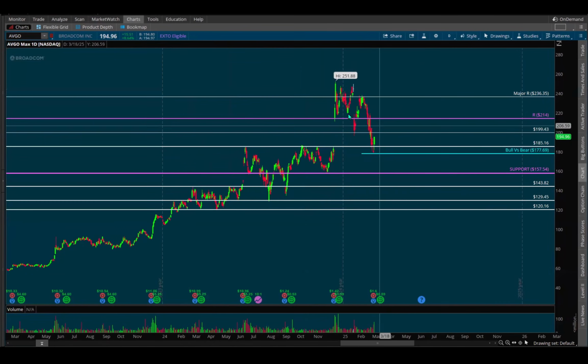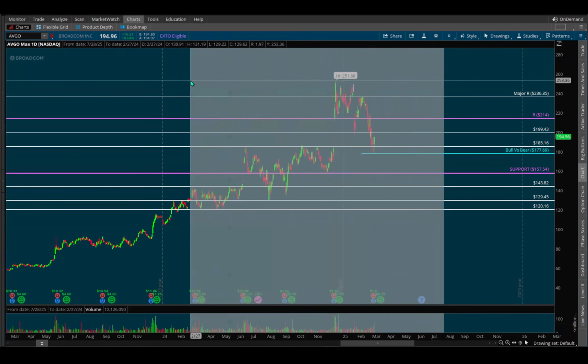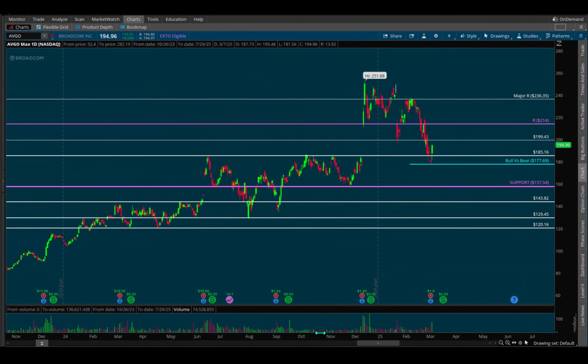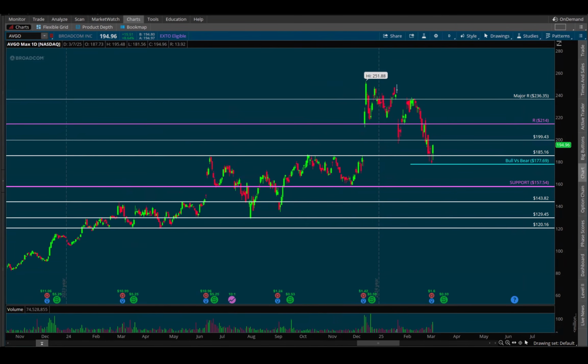Now, I want to start with the major levels, and then we'll zoom into the small details. So the big thing that we're seeing here in AVGO right off the bat, take a second, pause the video, and tell me what it is you see first on this chart. I think it's very clear that we have major resistance at this 185 level that is now potentially turning into support.